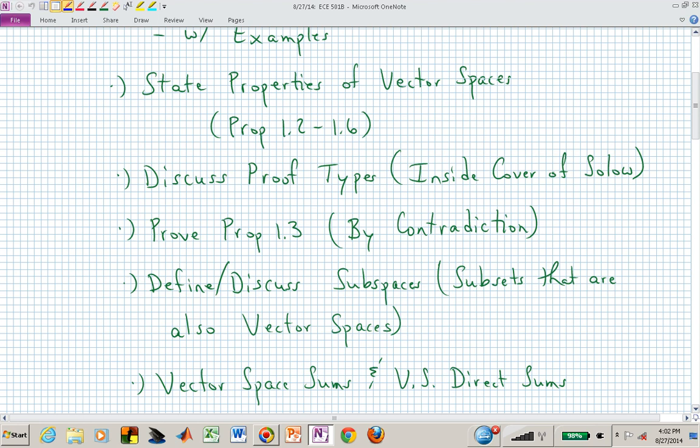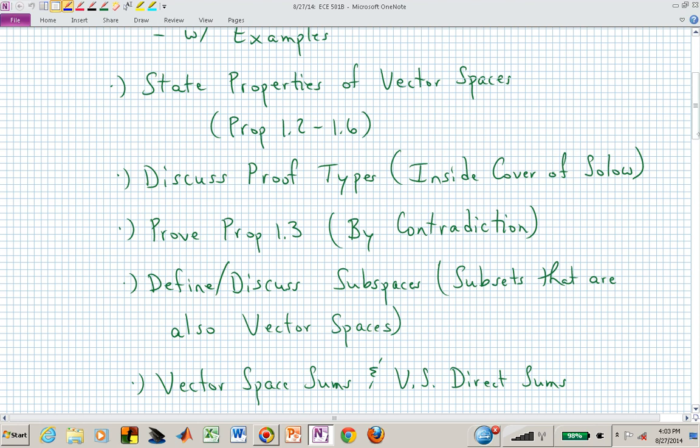Then we will start to define and discuss subspaces, and subspaces are not the same as subsets. We could have a set of objects, and we could have a subset of that set, but that subset is not necessarily the same thing as a subspace. And we'll go through ways of verifying that a subset of a set is indeed a subspace.